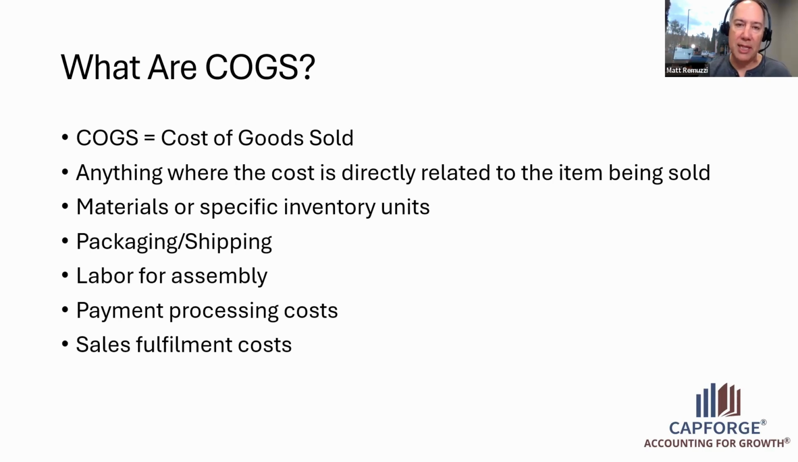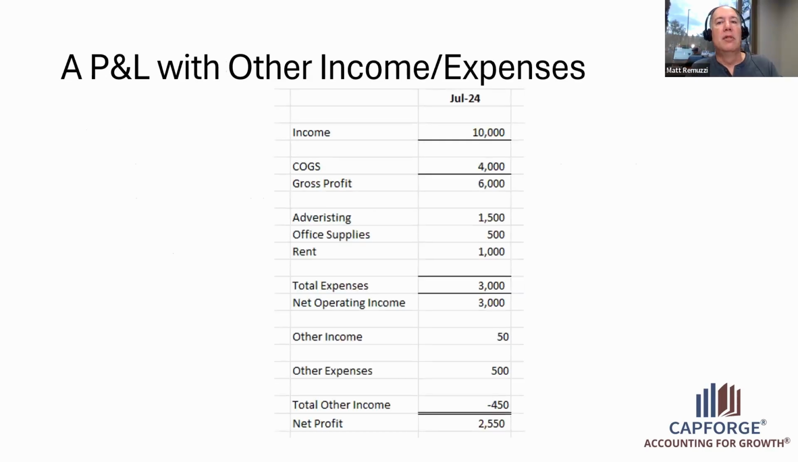And then anything else related to the sales fulfillment costs of getting those individual units or individual services sold to your customers are cost of goods sold. Now, the next section that can be added to the profit and loss is other income and other expenses. So when I had said earlier that, for example, interest income doesn't go in the income section of your profit and loss, it doesn't mean that it doesn't go anywhere on there. It just means it doesn't go at the top.